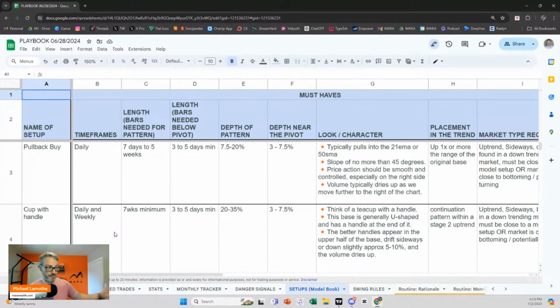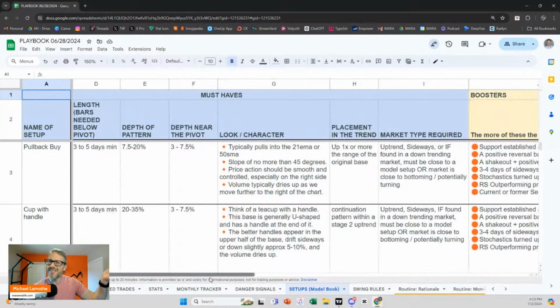And I defined what makes a pullback. And these are my definitions for a pullback. The time frames that I'll look for them on, the length that it should be, the depth that it should be, the general look and character of it, where in the trend it should be, the market type, all this stuff. It looks like a lot of stuff. And you know what? It's not that it's easy. It'll take you some time to make this, but you make it once, and then you come back to it, you update it, and you use it as a tool, and it helps you get far more efficient at trading.